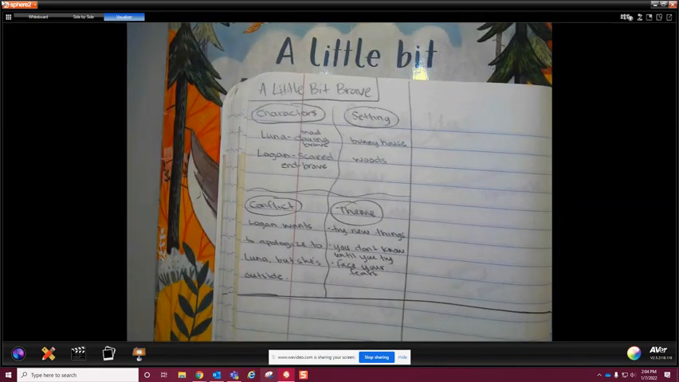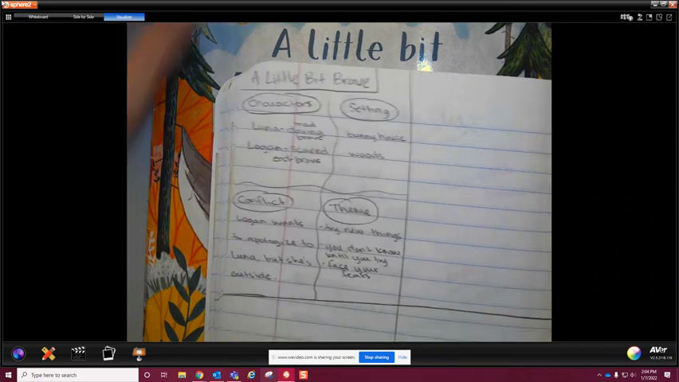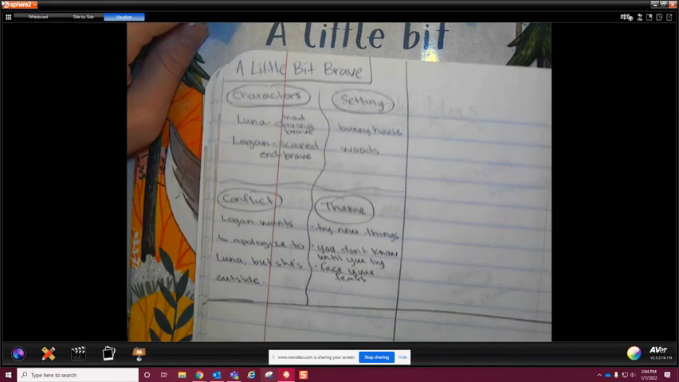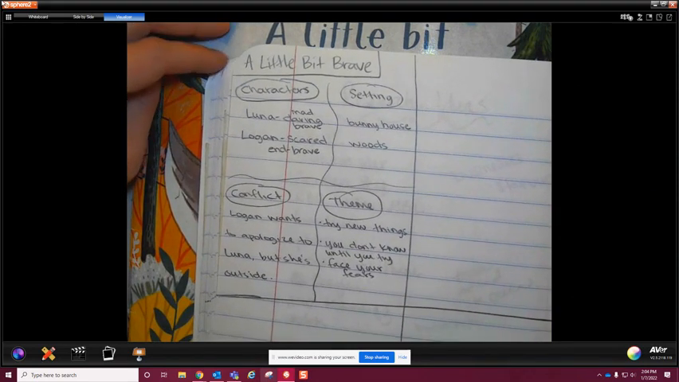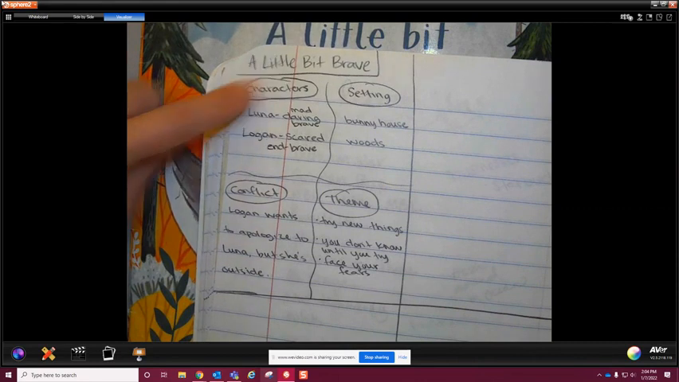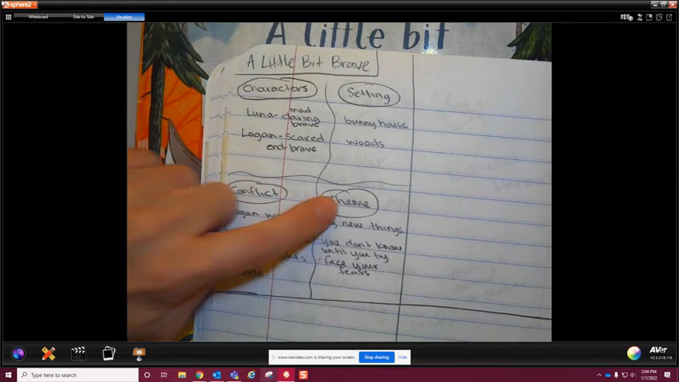And so in our sandbox, this is what we ended up doing on a separate 2-page spread. If you don't have your notebook, just write this on a separate sheet of paper, and tape it into your notebooks when you get back. Okay, so A Little Bit Brave is the title. We were looking for characters. We were talking about setting. We were talking about conflict and theme.